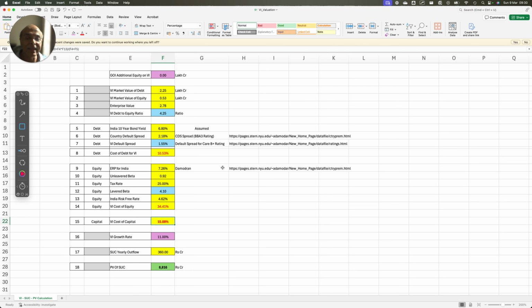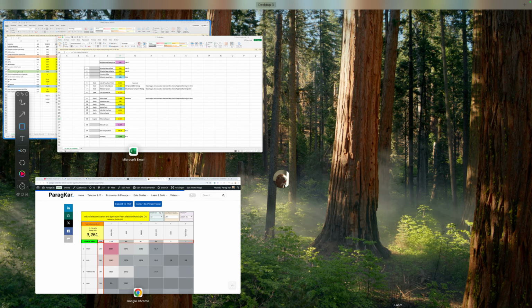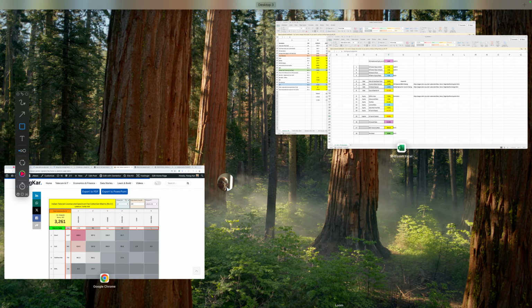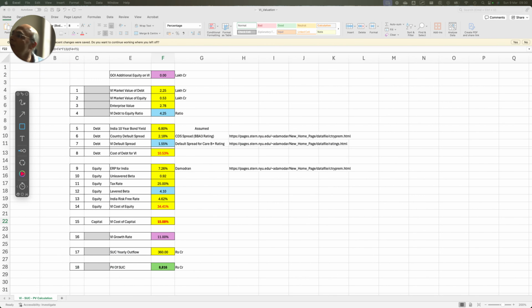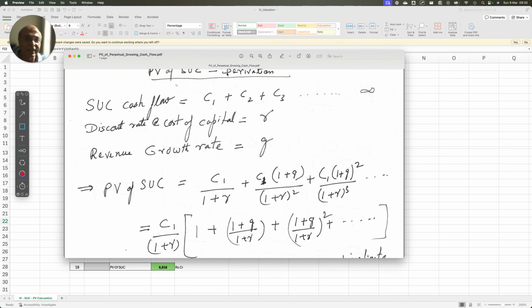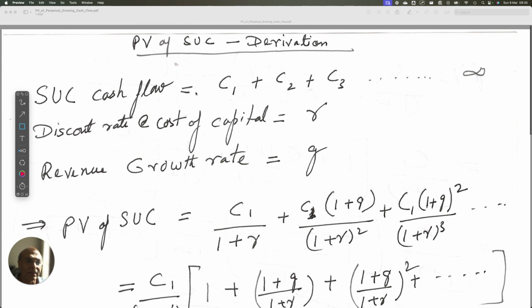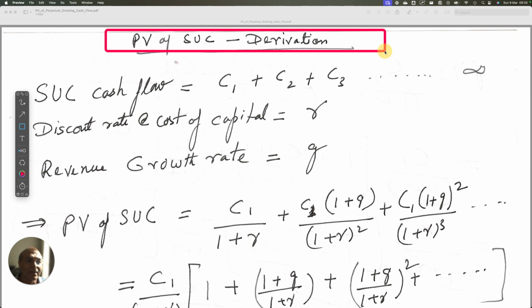Now the PV calculation, right? If I were to do a PV calculation, let me show you how the PV calculations are done. For that, I have to show you a working that I have created, which is going to give you a little bit of an idea, and people who are not interested may skip this part of the video. So this is the PV calculation derivation.